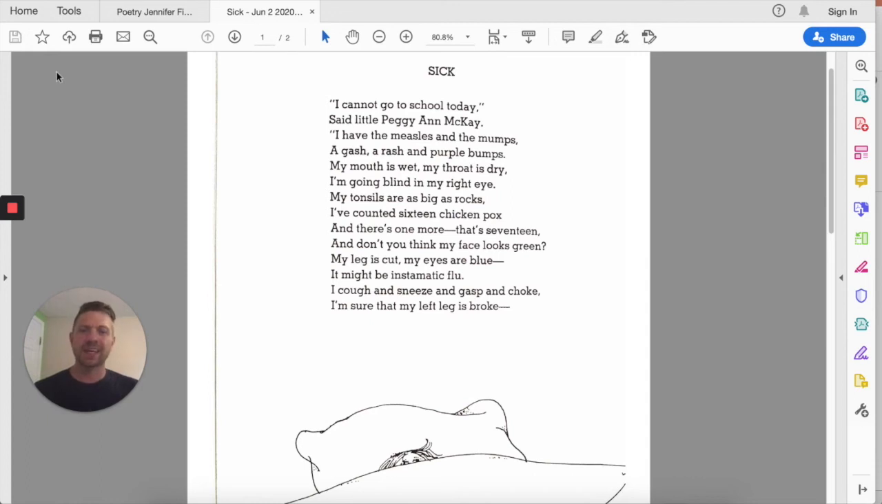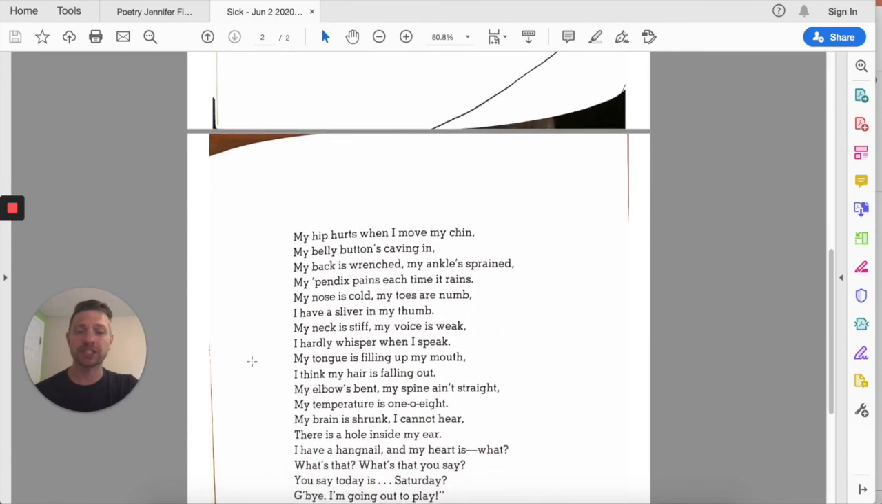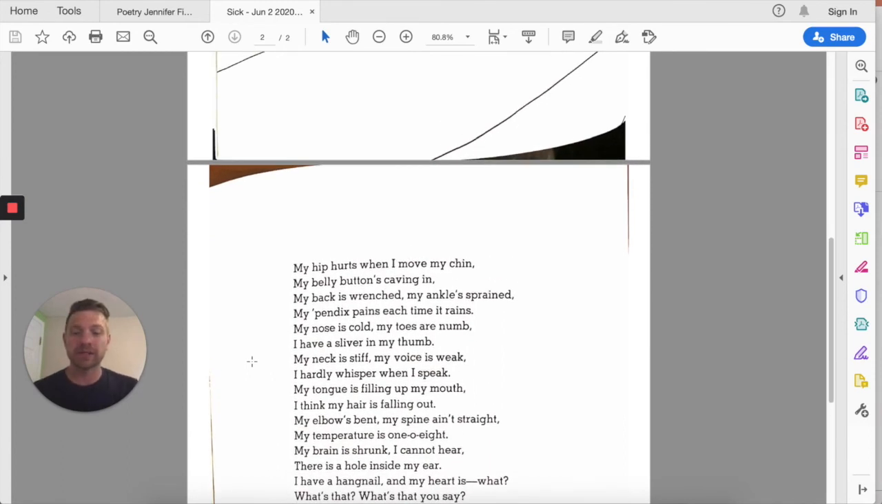Sick. I cannot go to school today, said little Peggy Ann McKay. I have the measles and the mumps, a gash, a rash, and purple bumps. My mouth is wet, my throat is dry. I'm going blind in my right eye. My tonsils are as big as rocks. I've counted 16 chicken pox. And there's one more, that's 17. And don't you think my face looks green? My leg is cut, my eyes are blue. It might be instamatic flu. I cough and sneeze and gasp and choke. I'm sure that my left leg is broke. My hip hurts when I move my chin. My belly button's caving in.